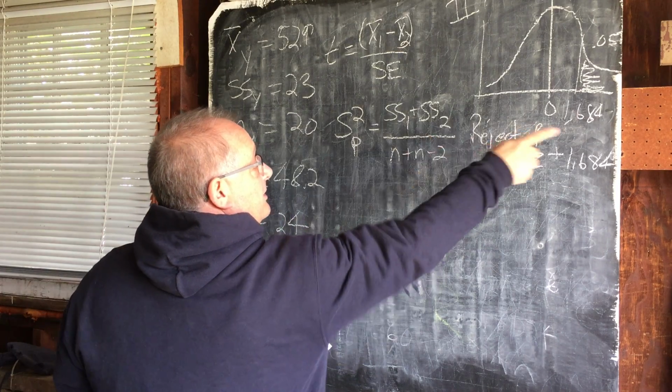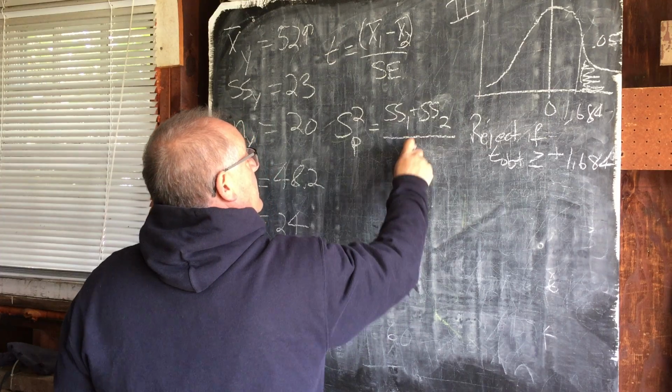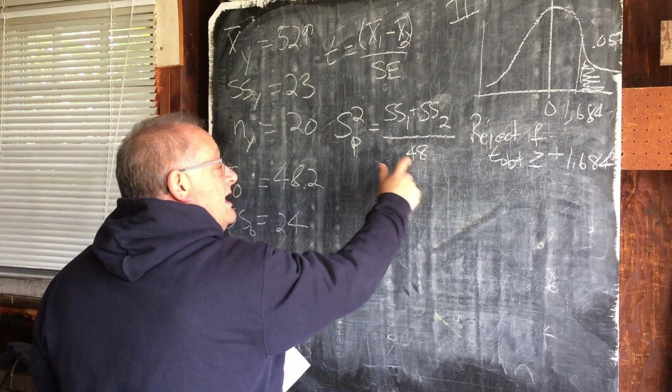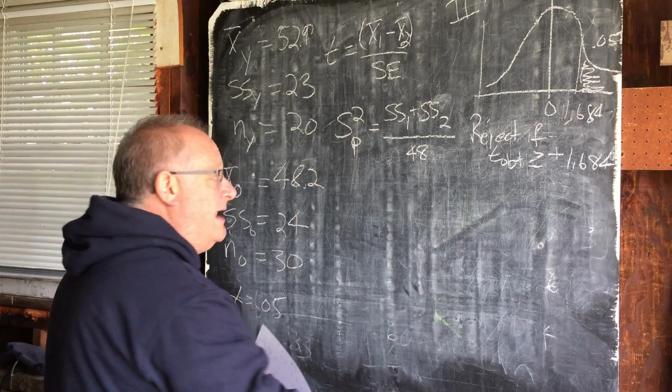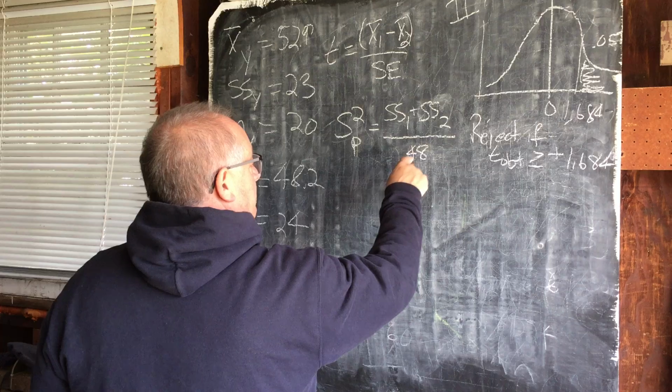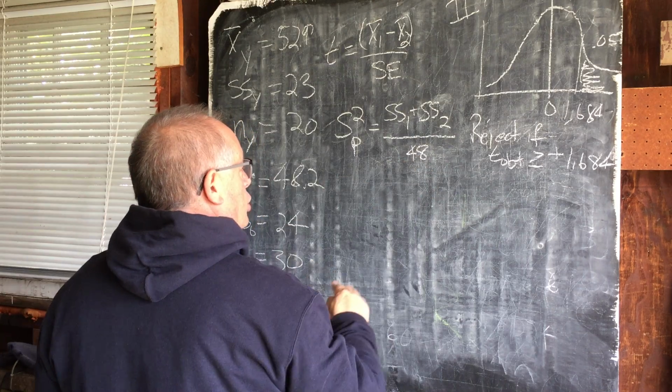Well, that's the degrees of freedom. I just figured that. Right? Degrees of freedom is 48. I'm going to use 48, right? Not 40. 40 was just for the table. Price is Right rules just for the table. Right? I know n plus n minus 2 is 48. That's what we're going to use.